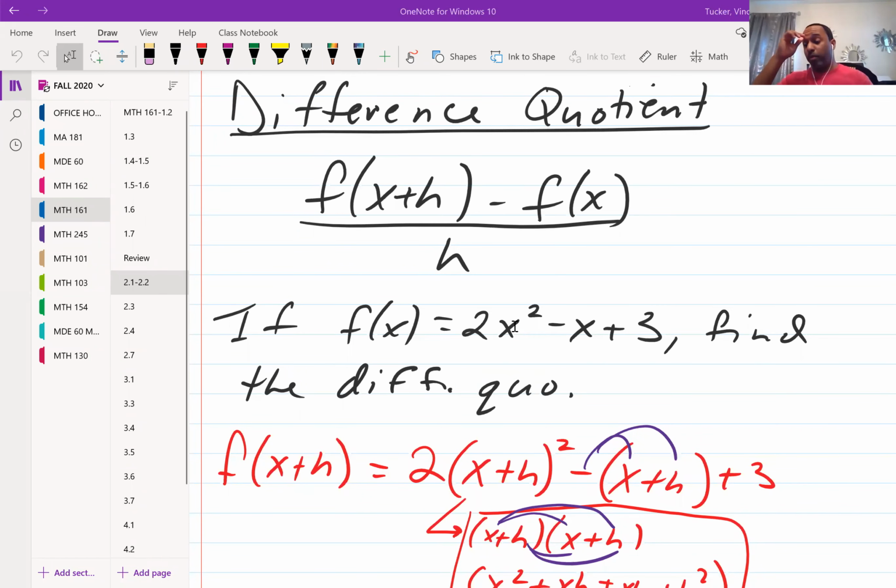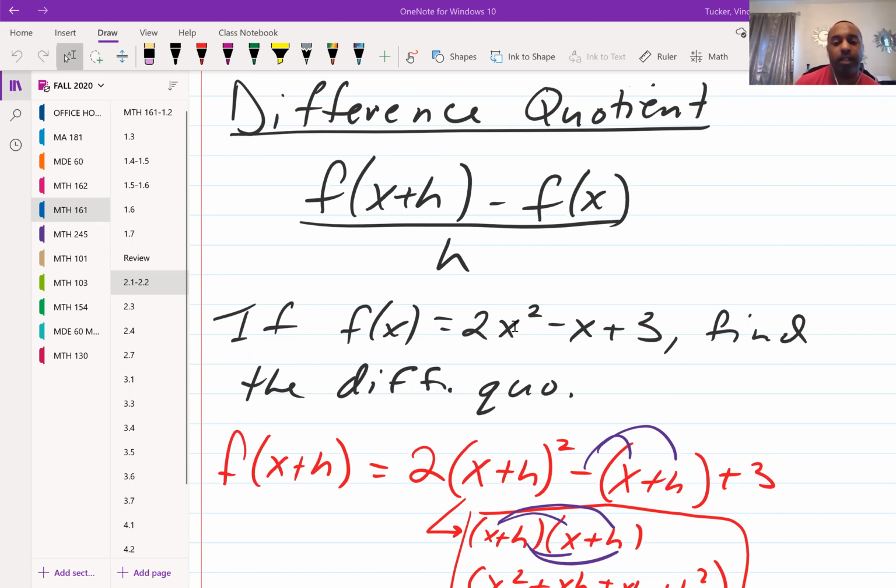All right, so we're finishing off 2.2, and we are closing it out with the difference quotient. And this is something that you will most definitely use in calculus, more so than you will in this class. This class, we're just introducing it. It will help you to be able to find the slope.